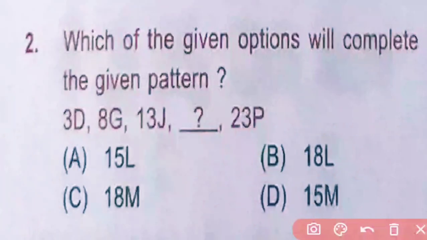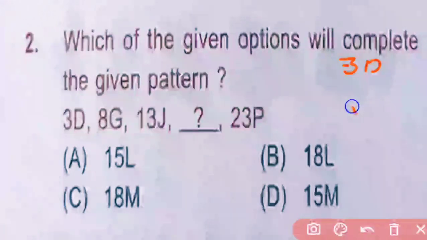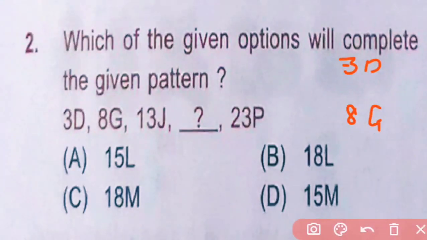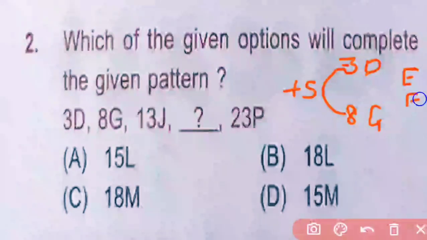Question number 2. Which of the given options will complete the given pattern? First, observe the given pattern. 3D, 8G. What is the difference between 8 and 3? 3 plus 5, 8. And here D, after D which letter comes? D, E, F, then G. Means 2 letter difference is there.